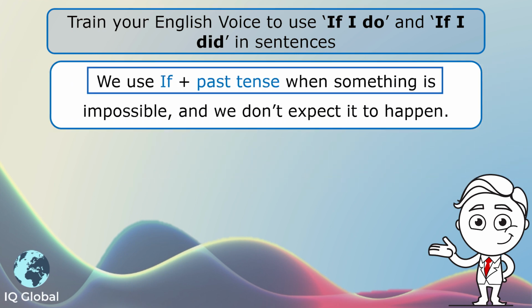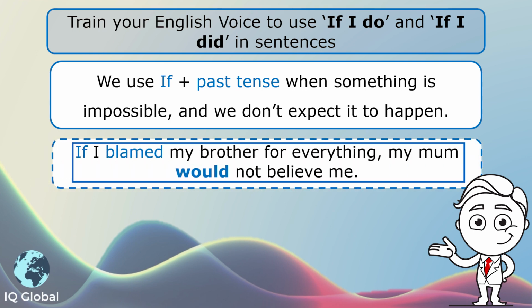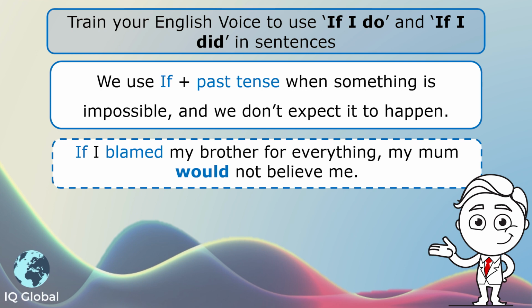We use if plus past tense when something is impossible and we don't expect it to happen. If I blamed my brother for everything, my mum would not believe me. So here we have if and the past tense verb blamed.